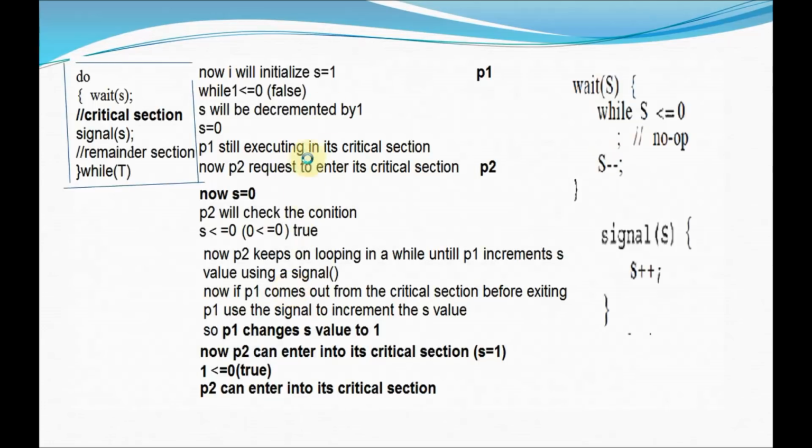The example I explained now is an example for a binary semaphore. You can see the values I used for S here: 1 and 0 only. I am not using any other values. So binary semaphore will use only two values. Whatever example I explained now is an example for a binary semaphore. Getting?